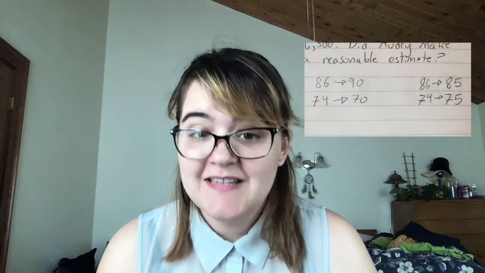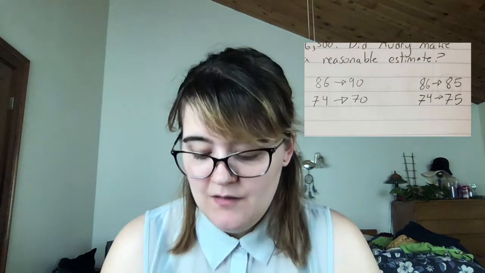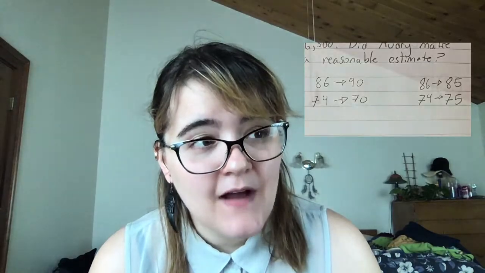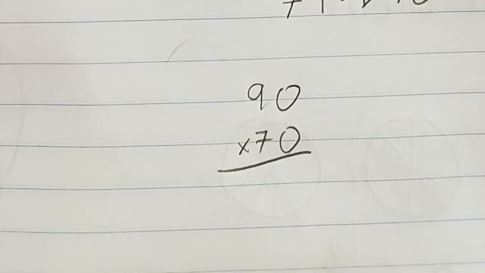Now we're going to see if her estimating was close enough. Basically, you're trying to figure out how Audrey estimated and if it works. The only 2 ways you can do it, estimating-wise, is you could have either rounded to the nearest 10, or you could have rounded to the nearest 5. First, let's try out 90 times 70.